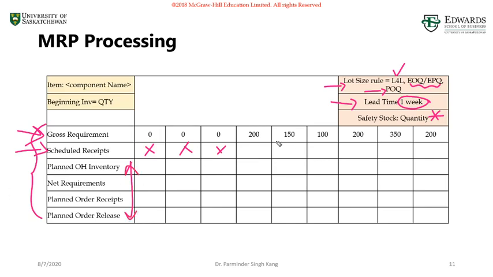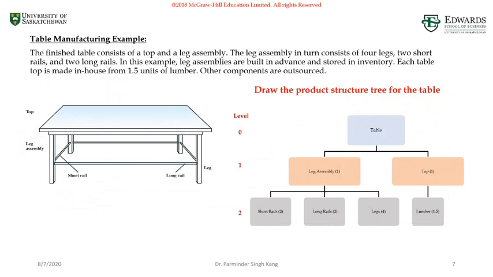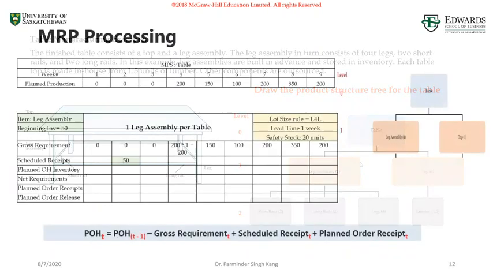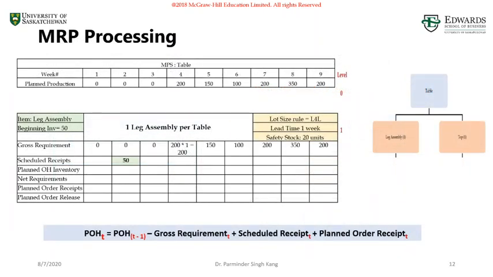Okay, so to start with, in order to work through the MRP processing, we will stick to this example for the table manufacturing. So make sure you understand this product structure tree, because the tables that we will create for MRP are driven based on this tree structure. Okay, so let's start with the processing.